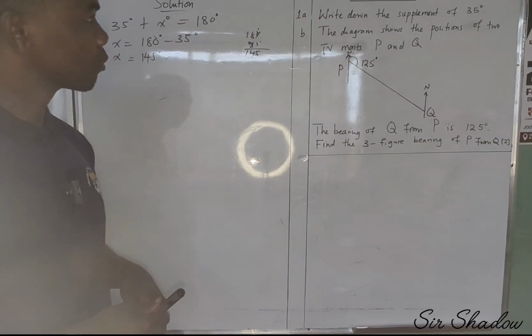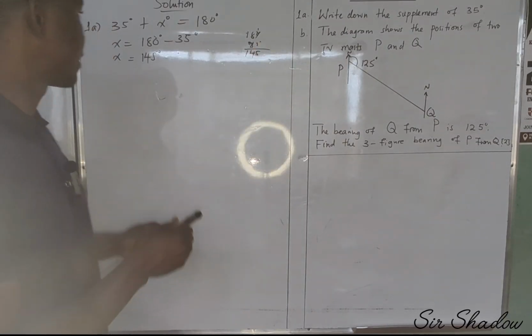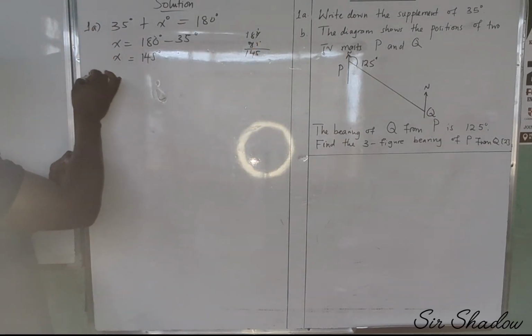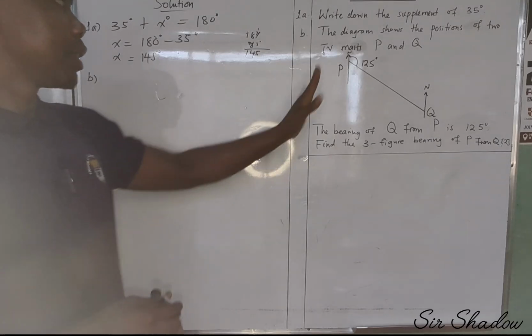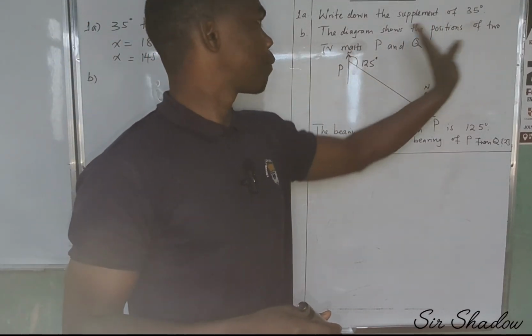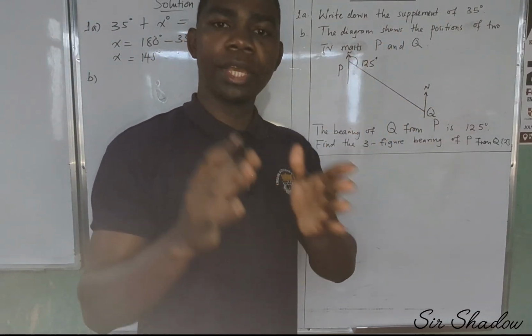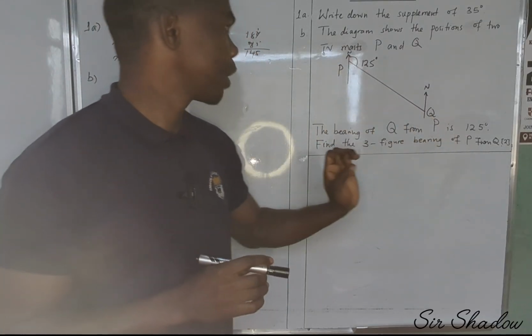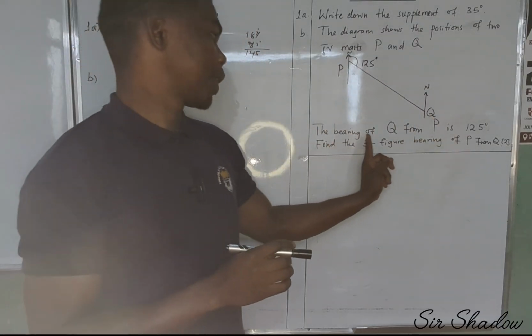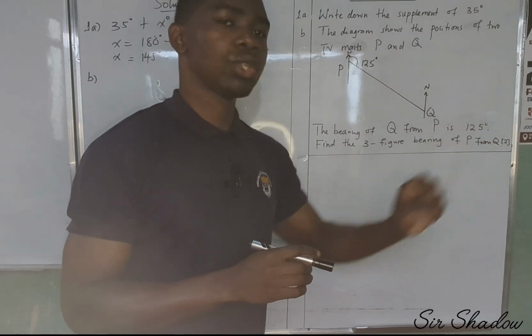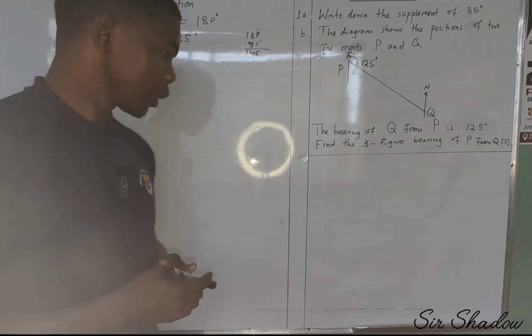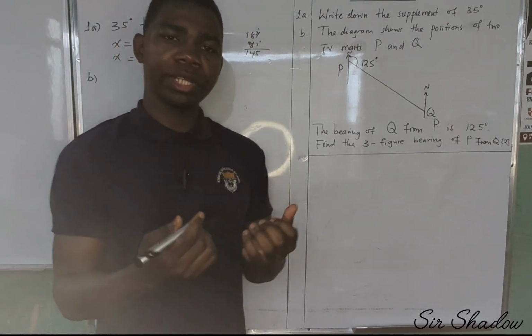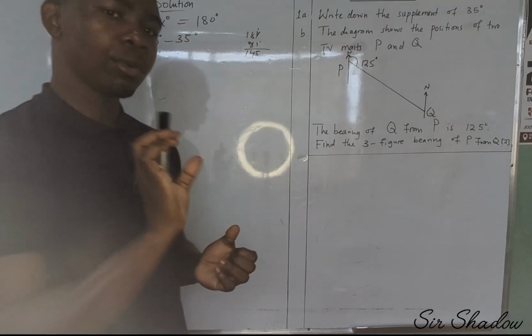Then moving on to part B. The diagram shows the positions of two TV masts P and Q. According to this diagram, we're given a question based on bearing. The bearing of Q from P is 125 degrees. So what's more important here when dealing with bearing?